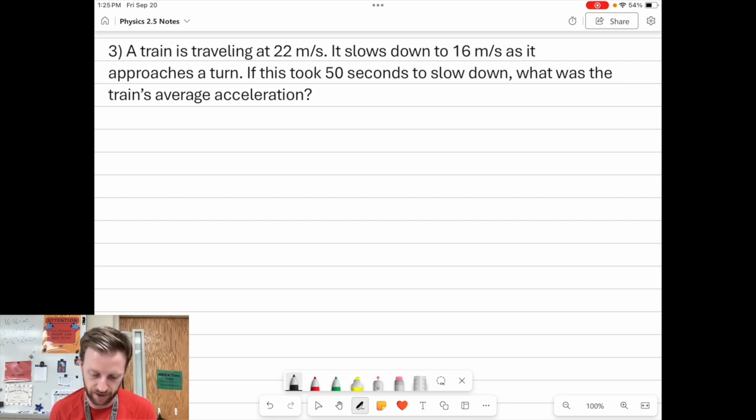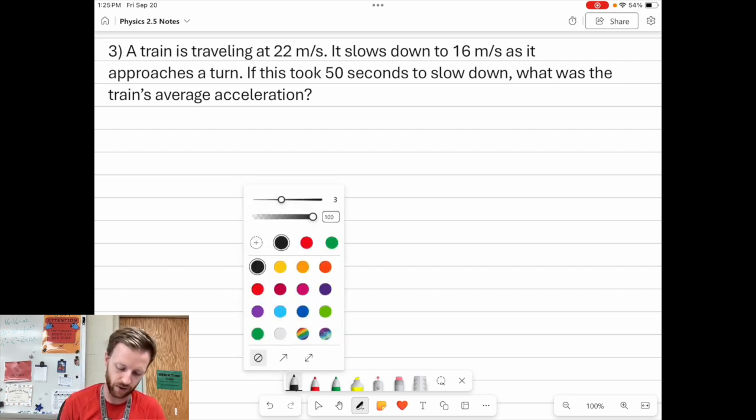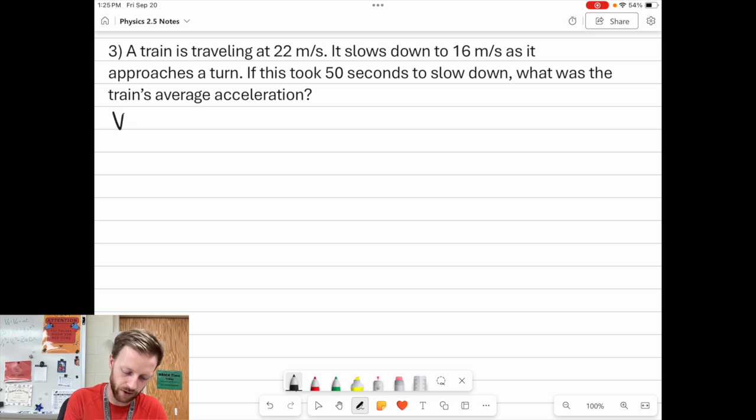So a train is traveling at 22 meters per second. It slows down to 16 meters per second as it approaches a turn. If this took 50 seconds to slow down, what was the train's average velocity? Well, let's start as we have every one. V initial, VF, A, T, delta X.